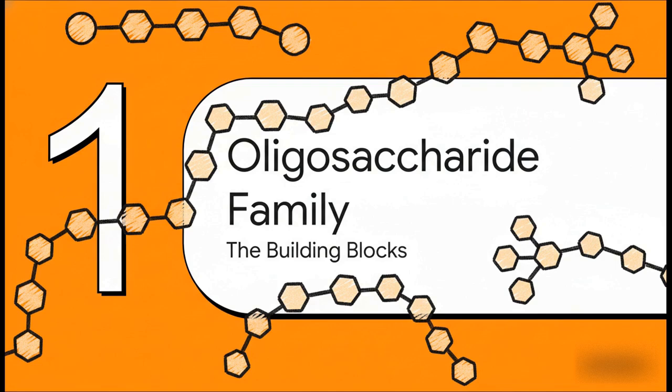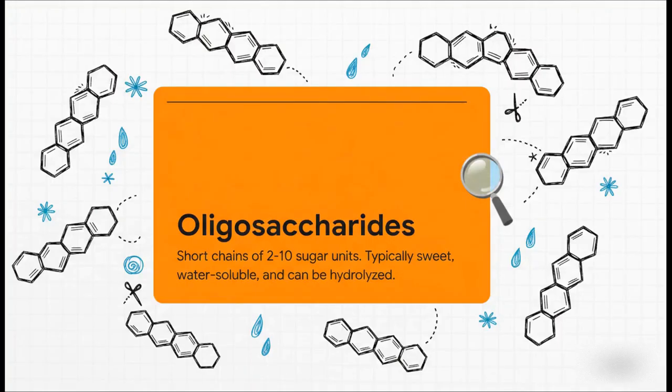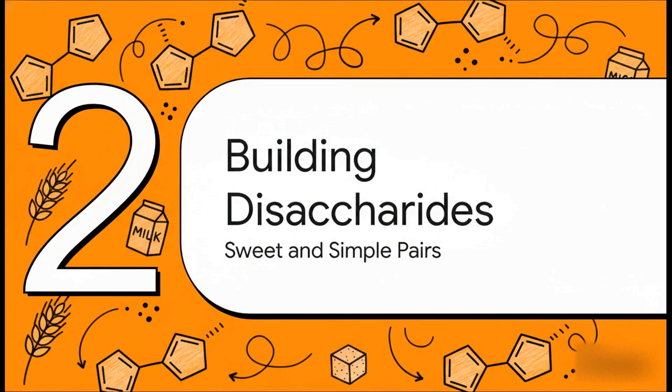We're going to start with the middleweights of the carbohydrate world. Oligosaccharides are the perfect bridge between those simple sugars we already know and the massive polymers we'll get to in a bit. The name oligo actually means a few, which is perfect because that's exactly what they are. Short chains with anywhere from 2 to 10 simple sugar units all linked together. And just like their smaller cousins, they're usually sweet and they dissolve in water. But their real magic is how they can be combined in super specific ways to create all sorts of unique structures.